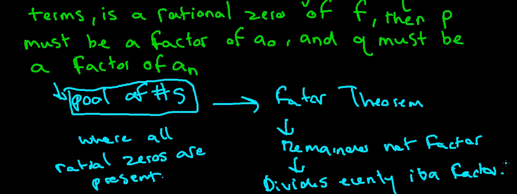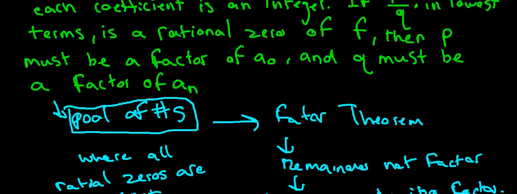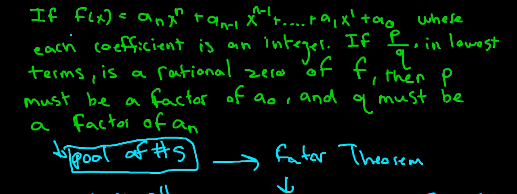So now that we know what we're trying to accomplish by learning this theorem, let's talk about what it is. So let's read this. If a function, so this is just the standard form of a function, a_n x^n plus a_(n-1) x^(n-1), this is just some arbitrary function, where each coefficient is an integer, if p/q in lowest terms is a rational zero of f, then p must be a factor of a_0 and q must be a factor of a_n.